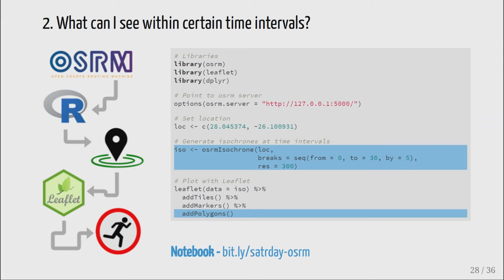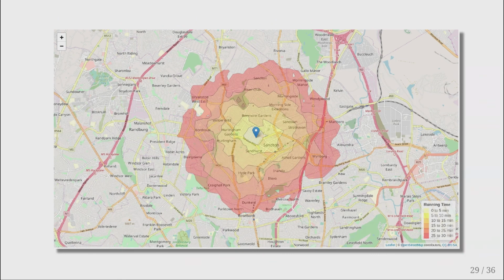And then I plot it again with leaflet. This time I'm using add polygons because the output that we get is a spatial polygons data frame. With a little bit more customization in leaflet, this is what I plotted. You can see the central location, which is our B&B. And I now have these polygons which define the area that I could cover in 5-minute increments of travel time, which for me is with my running shoes on.